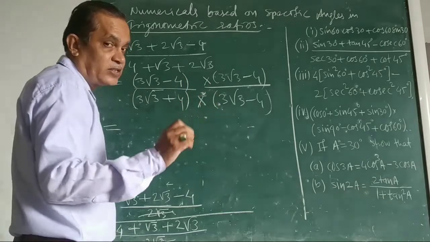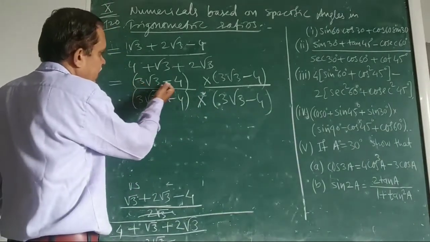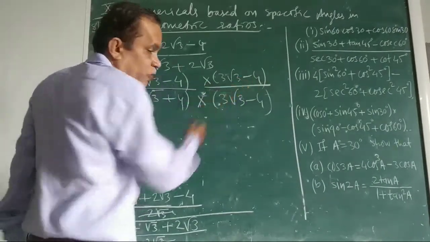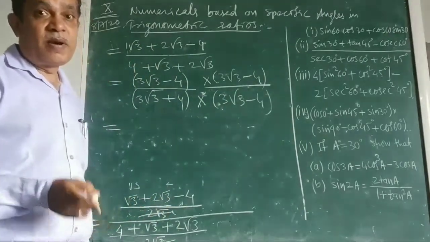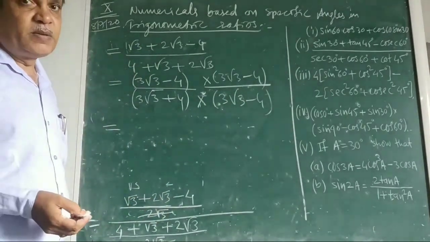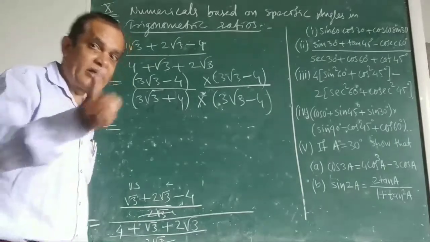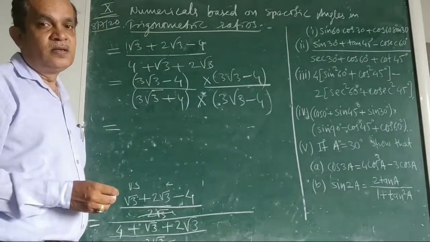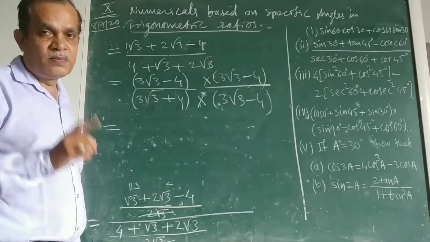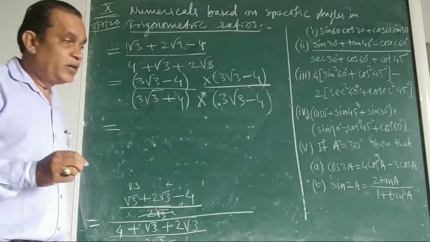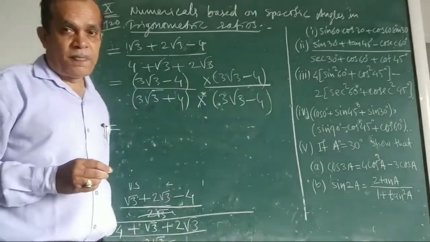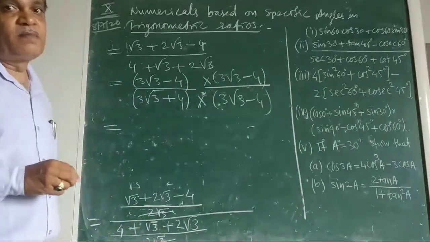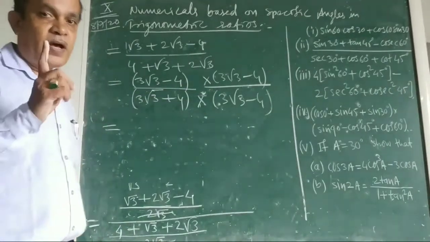Now we are in class 10. See, 3 root 3 minus 4, 3 root 3 minus 4. So it is like a minus b multiplied by a minus b. And a minus b multiplied by a minus b is a minus b bracket square. And you are knowing a minus b bracket square, that is a square minus 2ab plus b square. Here use of identity is required. Okay, a square minus 2ab plus b square.